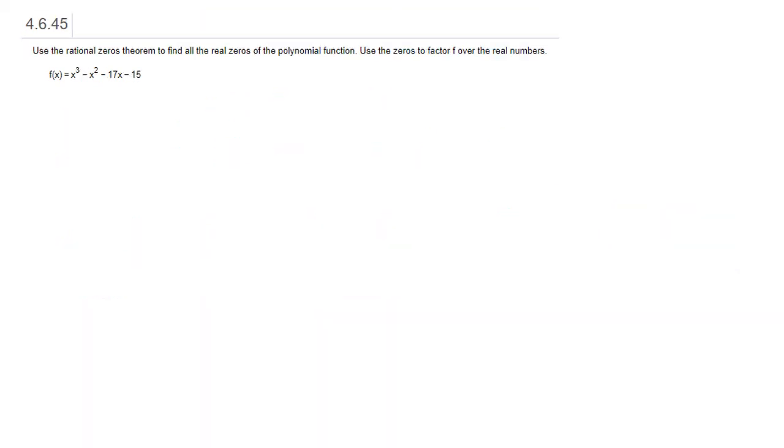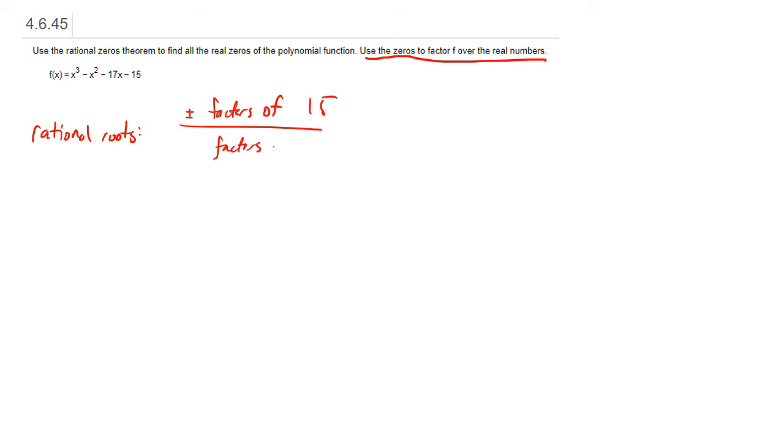Okay, now what changes in the problem is we're supposed to use the zeros to factor the polynomial. So this is a polynomial, the coefficients are integers, so any rational root must be of the form plus or minus factors of the constant term, 15, over factors of the leading coefficient, which is 1. Having a leading coefficient of 1 is nice because the only factors of 1 are 1 and -1, which makes this quotienting a lot easier to deal with.